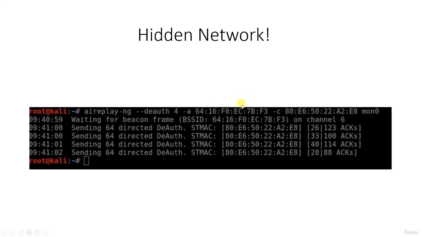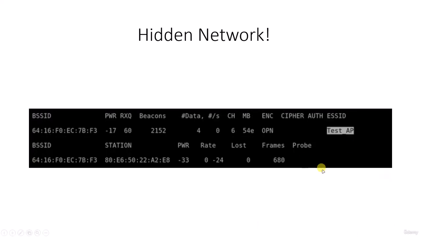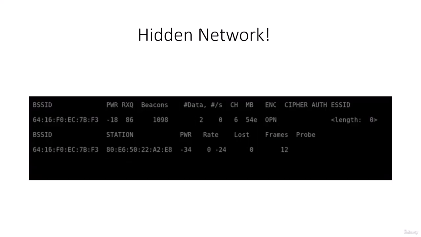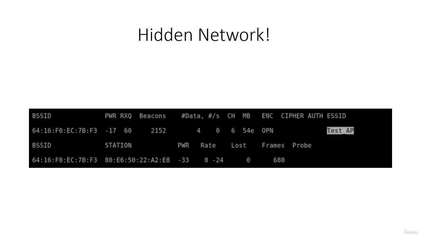Then we give the MAC address of the target network, then after the option, the MAC address of the client that I want to disconnect. After that, you press enter, and also you have to type your network monitor machine, then press enter, and it will show you the network. As you can see, this is the network name. Previously it was 0, meaning it didn't have any network name to show. Now it shows the network name.